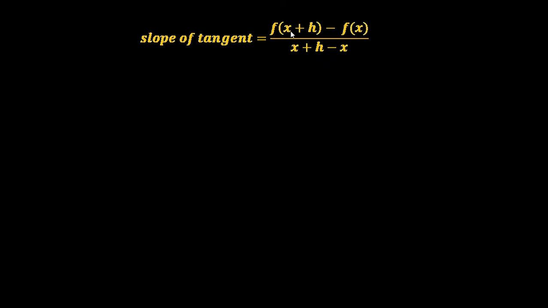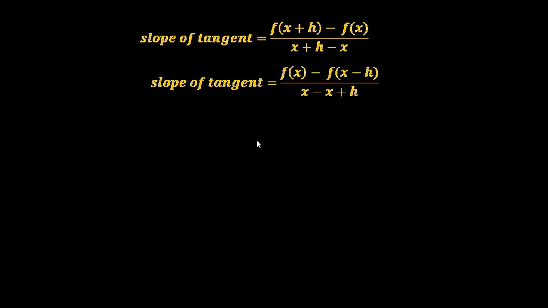If we are considering the tangent at a particular point x, then we have to apply this one. Previously x equals 1, but here we are considering a general case when we have to find the slope of the tangent. Then we have to apply this formula, f of x plus h minus f of x by x plus h minus x, or we can also apply f of x minus h by x minus x plus h, where h tends to 0. In the previous example, I considered this h as delta. Here we are finding a general formula.